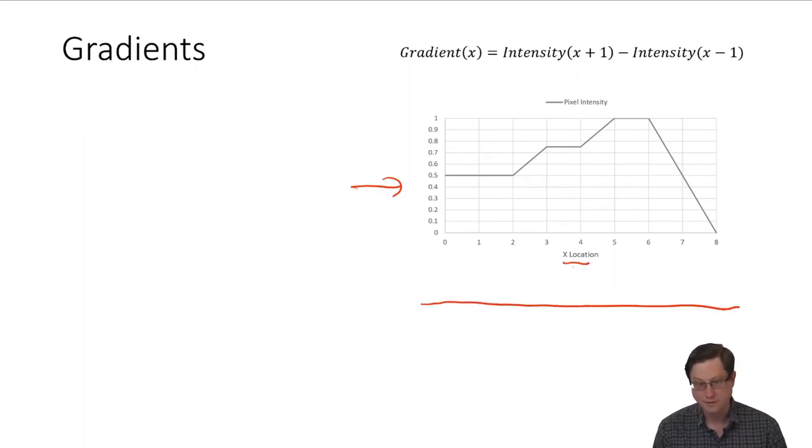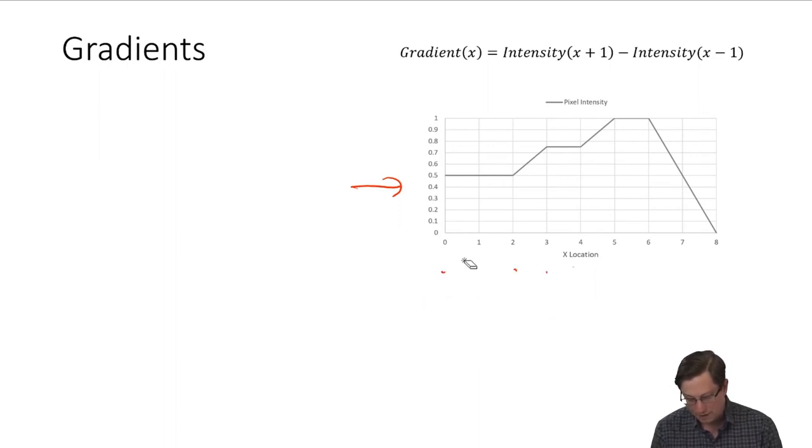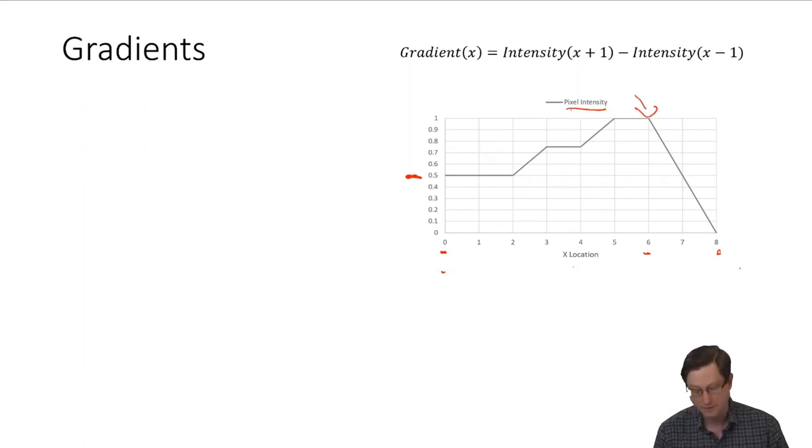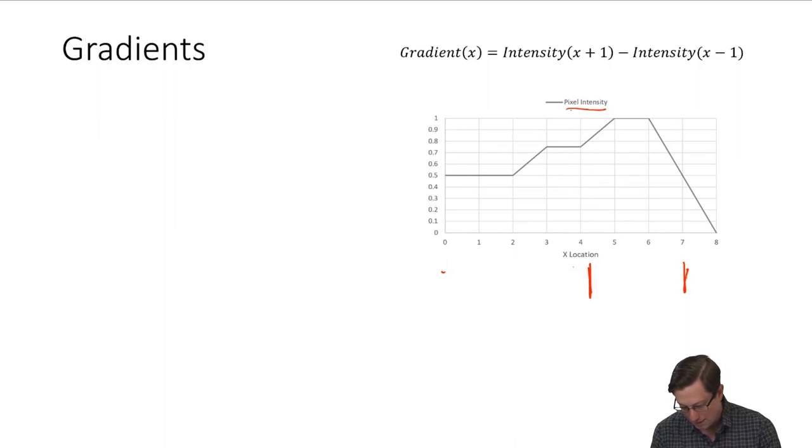What I have in this chart shows a particular row of an image with all the x locations. This is x equals 0, x equals 1, x equals 2, x equals 3. And I plotted on this axis the pixel intensity. The pixel at location 0 is totally gray, half on, 128. The pixel at location 5 is fully on, totally white. And the one at position 8 is fully off, totally black. So you can see there's an interesting shape here. Something around here is white, and then it gets super dark over here. There's a giant fall off in the value. Those changes are potentially interesting.